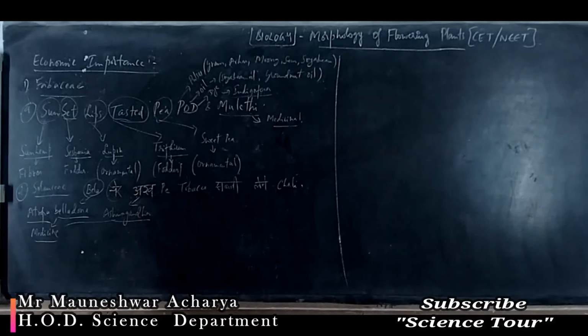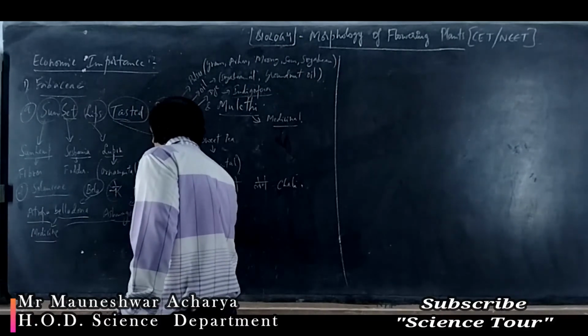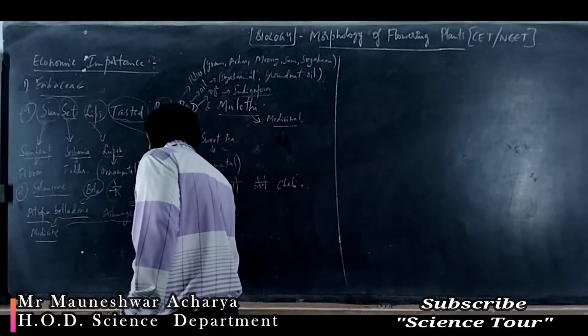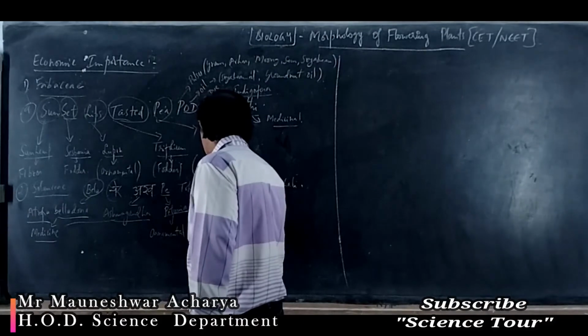पे means petunia. It is once again an ornamental plant. Petunia is used for ornamental purpose, decorative purpose. Then tobacco, fumigant.